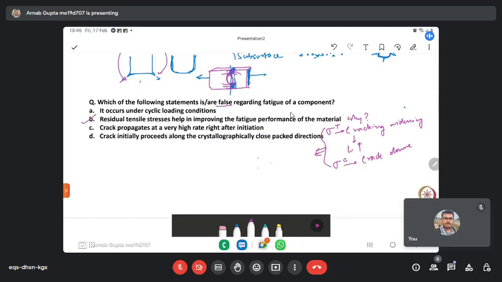Therefore, we want some residual compressive load. So from the beginning only, we will provide some compressive load so that it closes the crack, or rather, you know, prevents the crack from widening. So it will prevent the crack widening. So yeah, is that the only wrong option here?